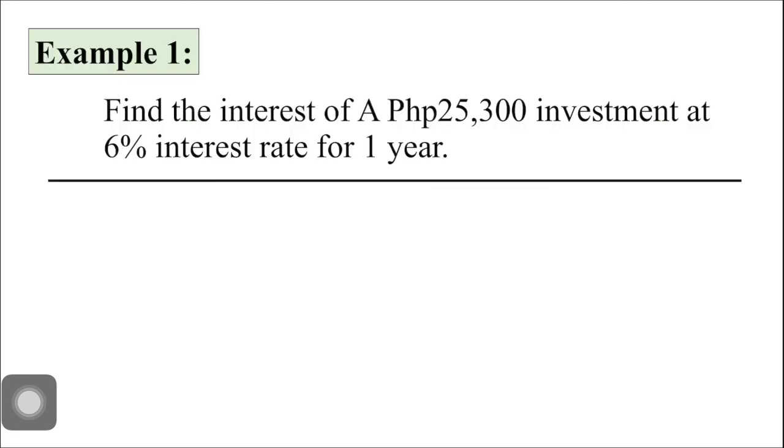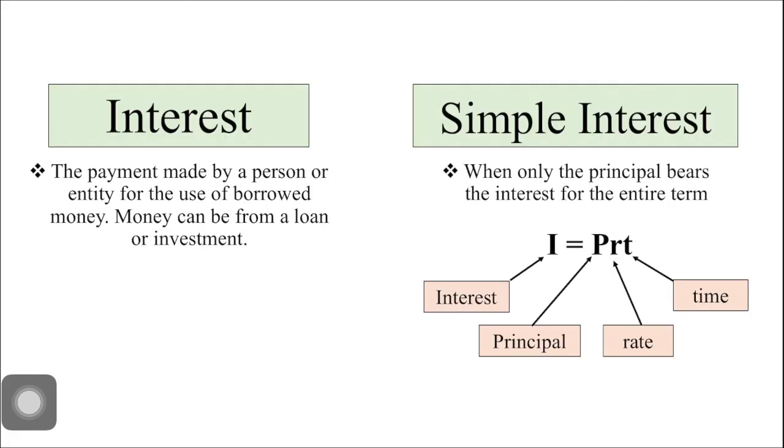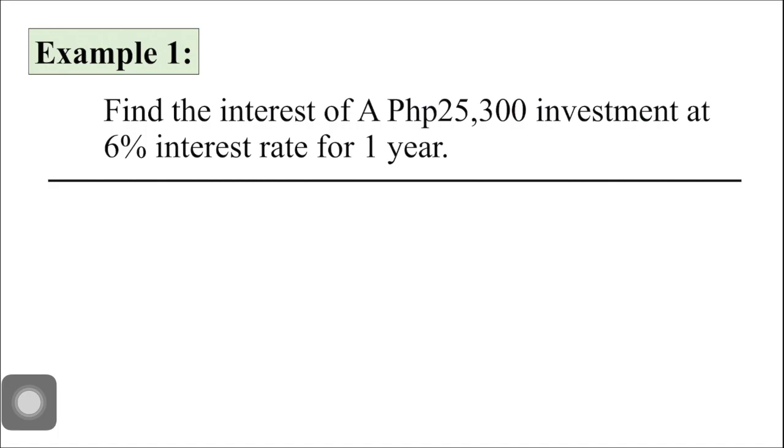So let's have an example. Before we go to our example, if you have a capital of 100,000, the simple interest is calculated annually. When you say annually, this is computed yearly. So if you invest your money of 100,000 at 5% interest rate for 1 year, your money will grow by 5%. How much is 5% of 100,000? That's 5,000. So let's have an example to understand thoroughly the simple interest.